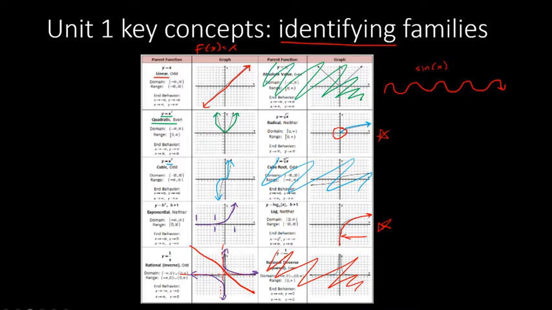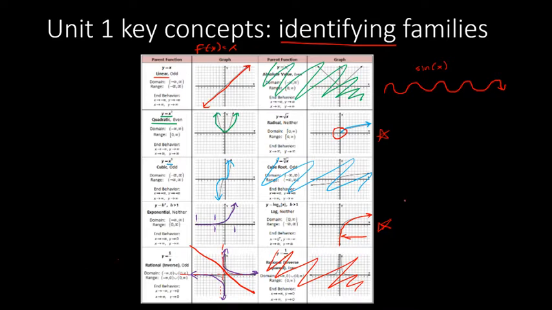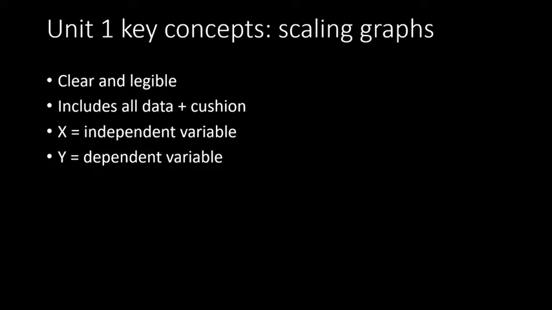You should be somewhat familiar with end behavior as well, and you should know how to identify a function if I have it written out. So if I had written out f of x equals 5 to the x, you should immediately know, oh, I see x in the exponent, that means it's an exponential function, etc. All right. Also from Unit 1, scaling graphs and knowing how to identify a well-constructed graph.